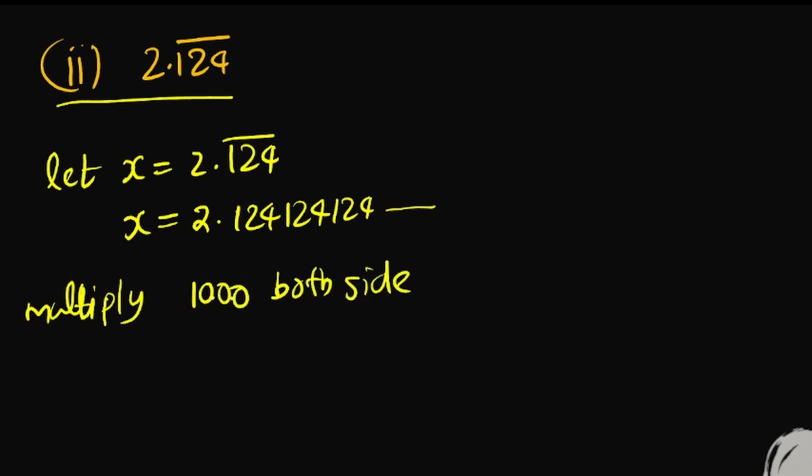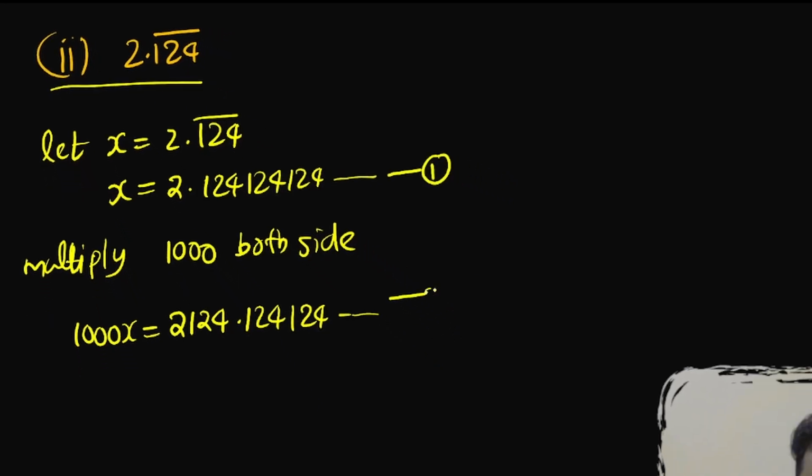That's the next step. 1000 into x is 1000x. 1000 into this number means the decimal will move 1, 2, 3 digits to the right. If I'm multiplying by 1000, it is easy to do by changing the decimal to the right. It will be 2124.124124, etc. Okay, so I got equation 1 and equation 2.